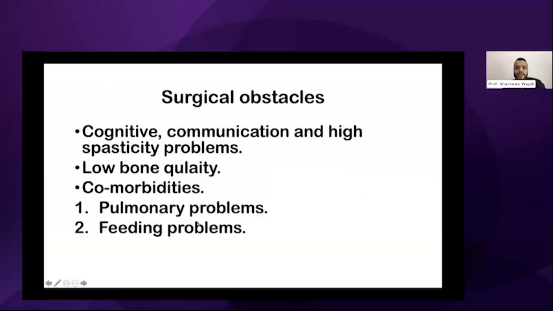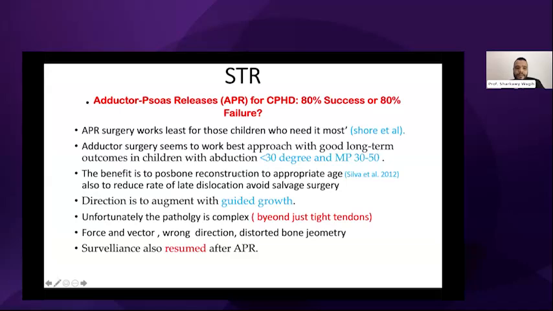So, surgical obstacles in this category of non-walker CP include cognitive and communication problems, low bone quality because of malnutrition, no sun exposure, and not walking. They also have pulmonary and feeding problems. APR is abductor psoas release in CP. Is it 80% success or 80% failure? Abductor psoas release surgery worked least for those children who need it most. Unfortunately, Benjamin Shore of Boston Children's Hospital says that this maneuver is very nice, but not in non-walkers. Abductor surgery seems to work better.